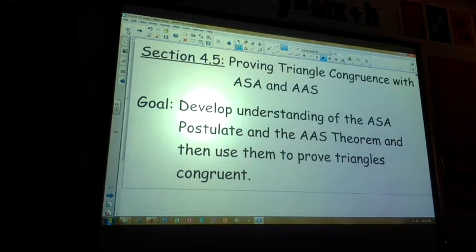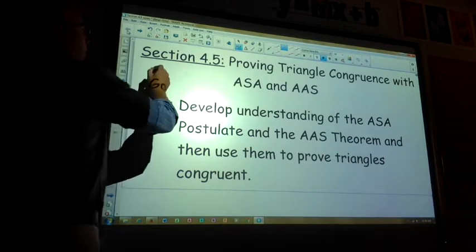So 4.5, prove a triangle congruence with angle side angle and angle angle side. Angle side angle means you have an angle, and in between those two angles, that side's equal. Angle angle side means you have two angles, and one of the sides that's not in between those angles is congruent, and that proves that triangles are congruent to each other.